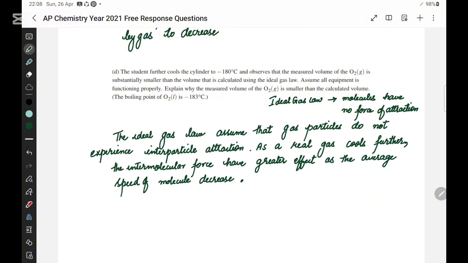So this is going to be the right explanation: the ideal gas law assumes that gas particles do not experience interparticle attraction. As a real gas cools further, the intermolecular forces have a greater effect as the average speed of molecules decreases. So when the speed of the molecules decreases, then the volume will also decrease.